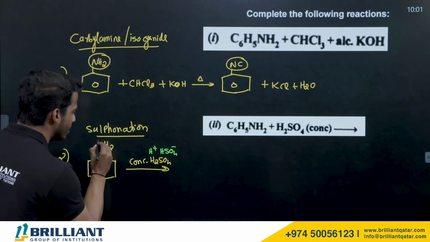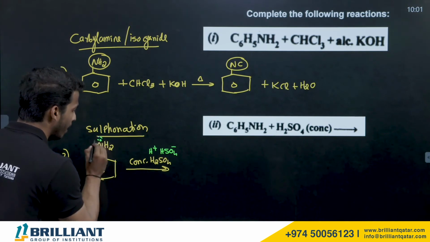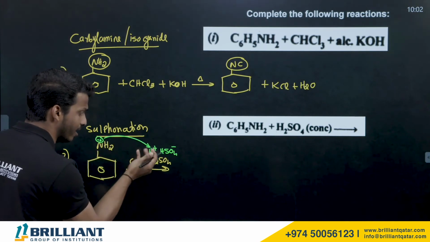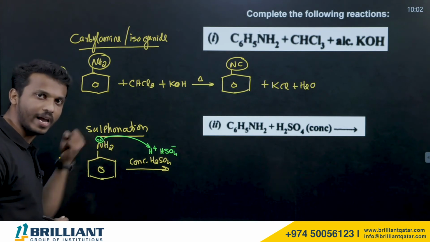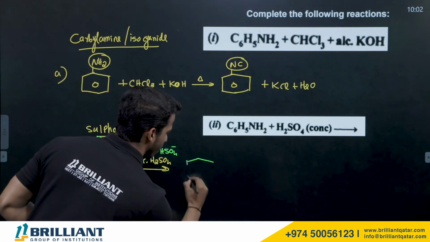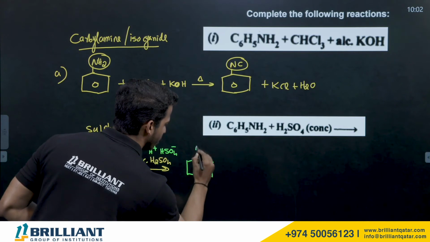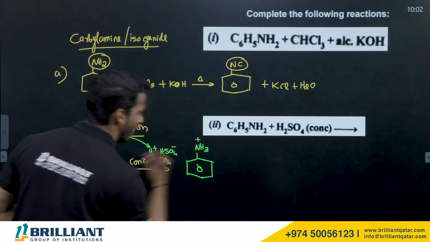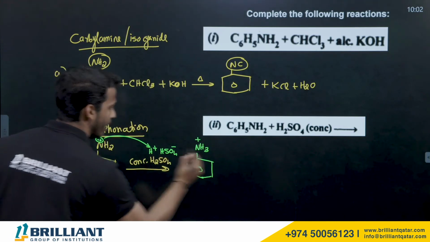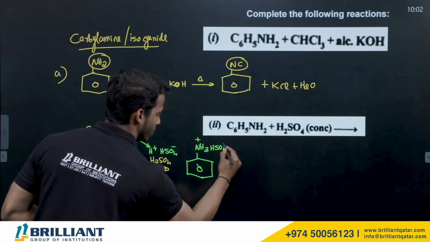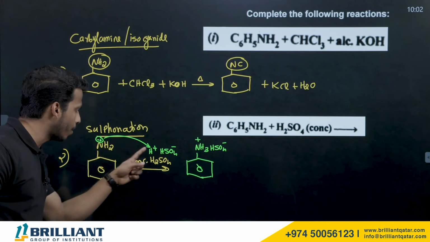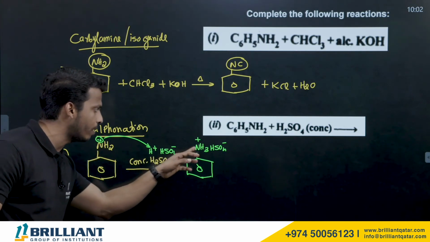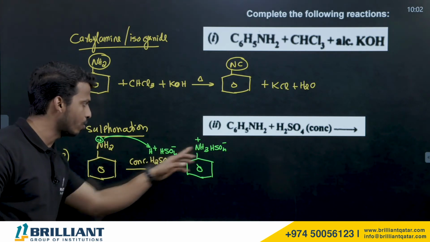You know, aniline is a basic one. By donating its lone pair, it can take this H plus ion. So NH2 becomes NH3 because it takes the acid H plus ion. So you will get the compound with NH3 plus, the anilinium ion, and HSO4 minus. Once again, amine is basic in nature. By donating the lone pair, it can take this H plus ion, so it will be NH3 plus and HSO4 minus.